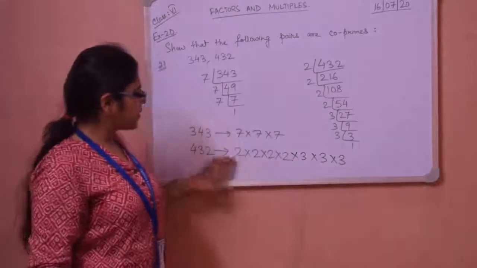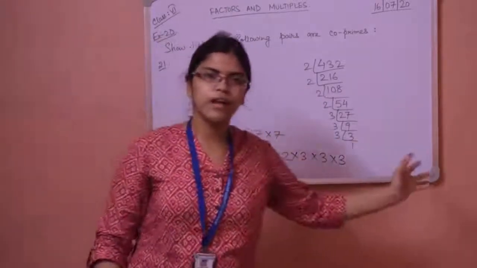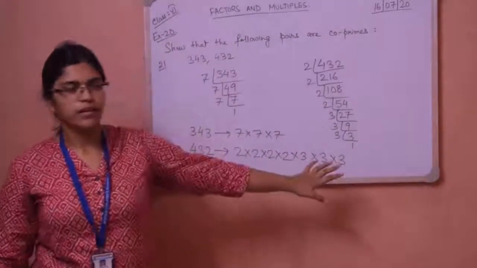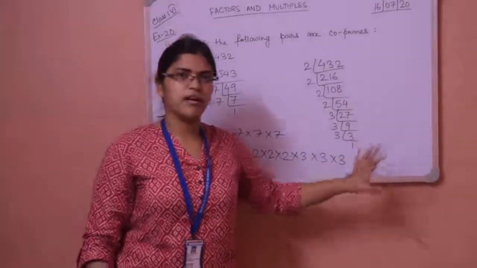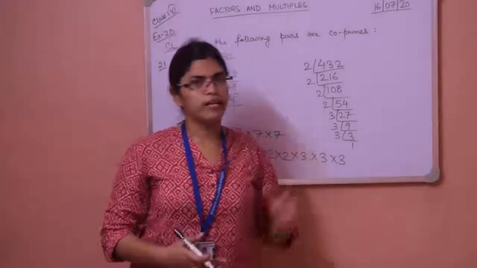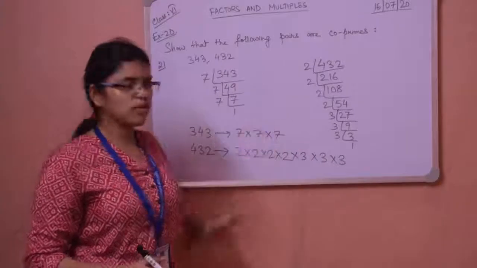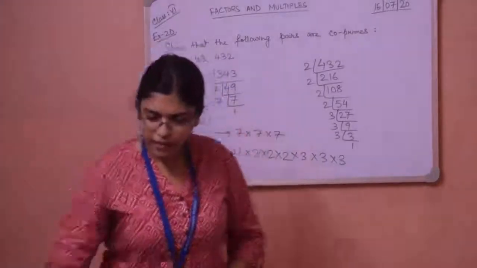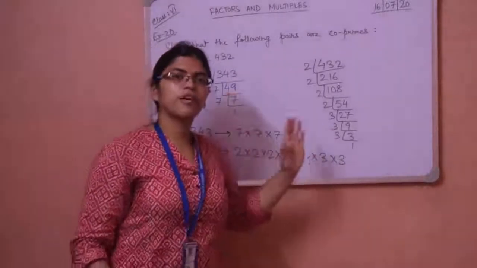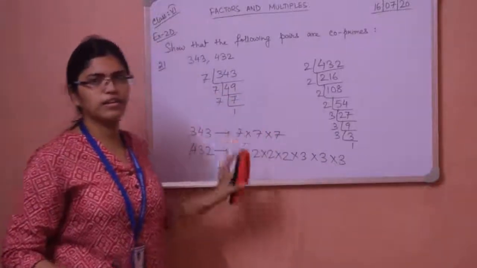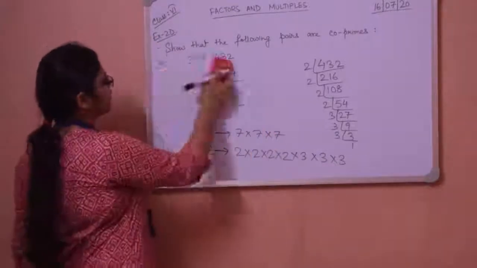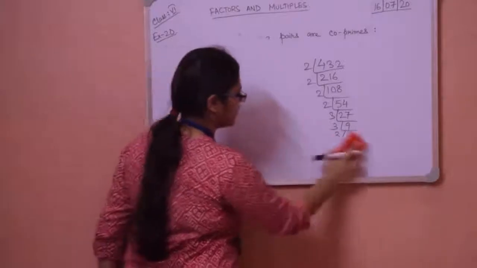So we can see that here the factor is only 7. Here the factors are 2 and 3. So there is no common factor. But in every sum we know that 1 is a common factor for every number. So that means these are co-prime, because only 1 is the common factor between these two. So now this is all for exercise 2D.